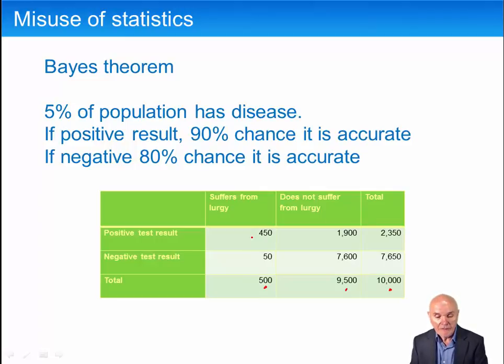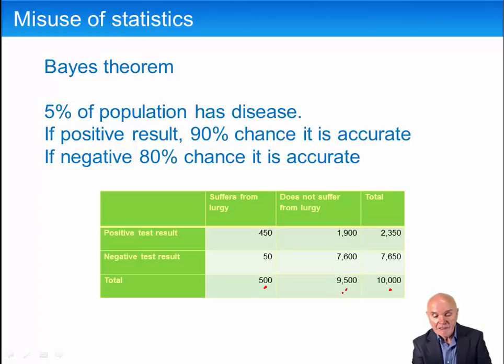And we know from this that if the result is positive, then 90% of them have the disease. So here we have our positive test results coming out from these 500 people, and 90%, 90 times 500, which is 450, have the disease, but the other 10% do not. So of the people who should be reporting positive, the test result only discovers 90% of them and misses the other 10%.